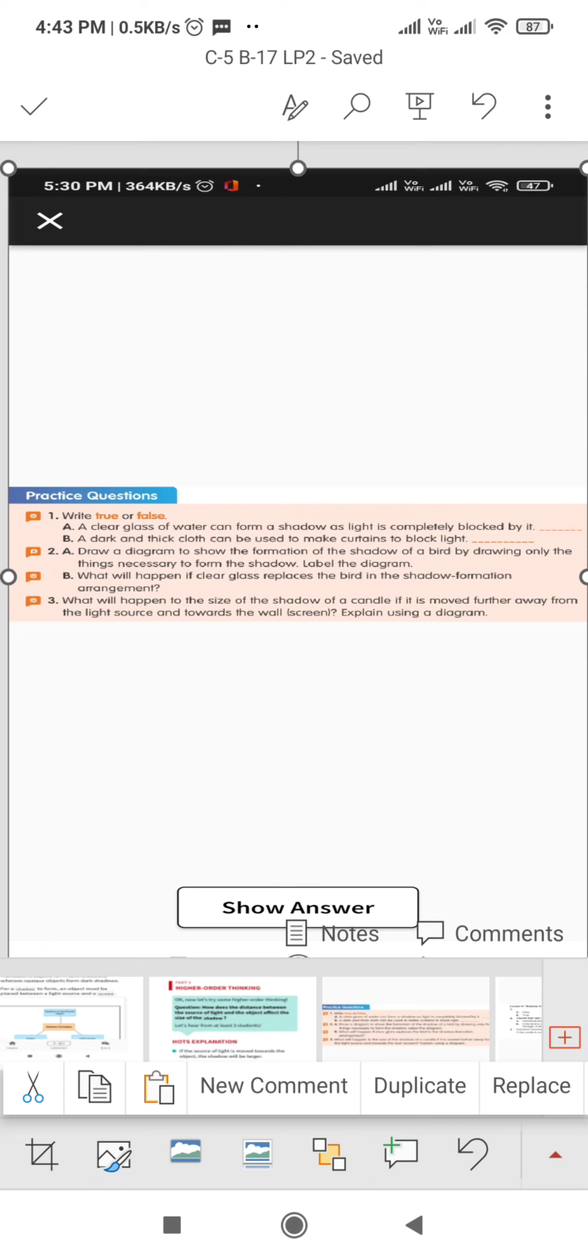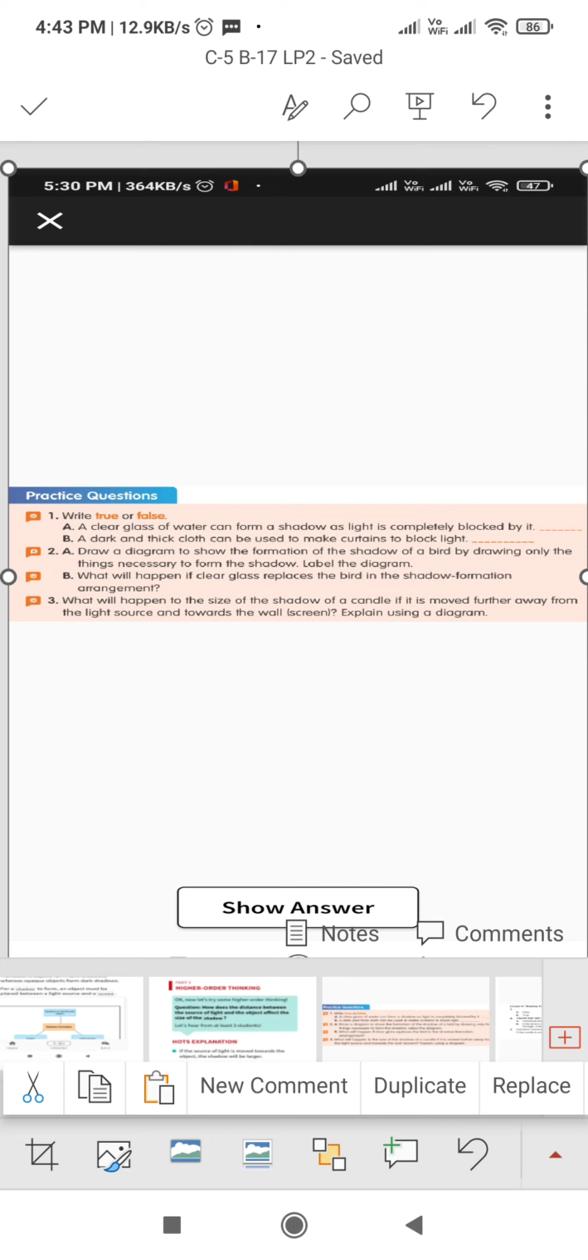this is true. Draw a diagram to show the formation of shadow of a bird by drawing only things necessary to form a shadow. Label the diagram. Means here you have to draw the diagram of your own choice. But the things that are necessary to form shadow, you have to mention over there: light source, screen and object. That is bird.